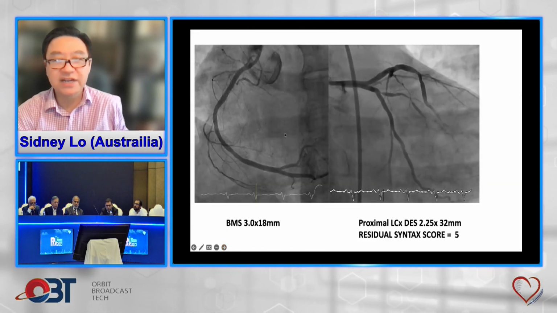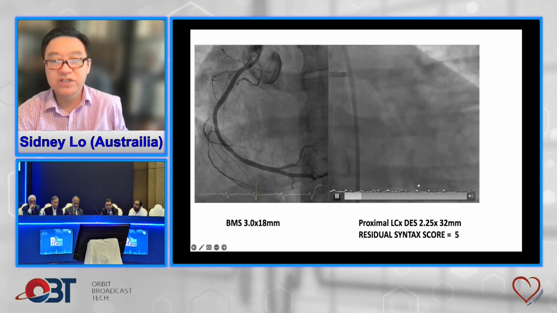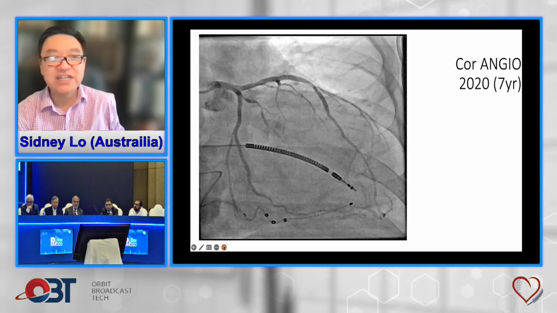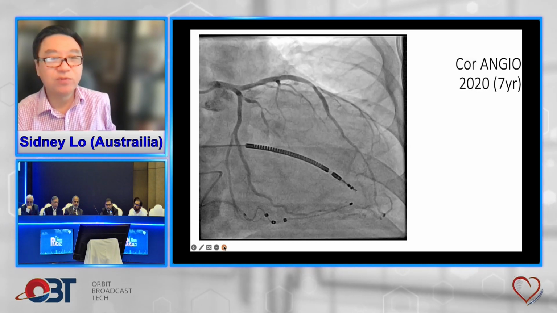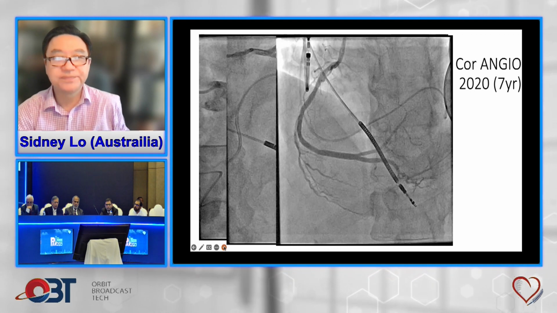The right coronary artery was stented. The circumflex was stented, actually leaving an OM, which is a residual SYNTAX score of approximately 5. But at 7 years follow-up, he's been well, and did not require further revascularization.